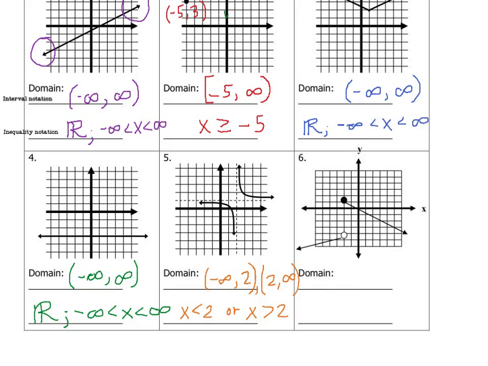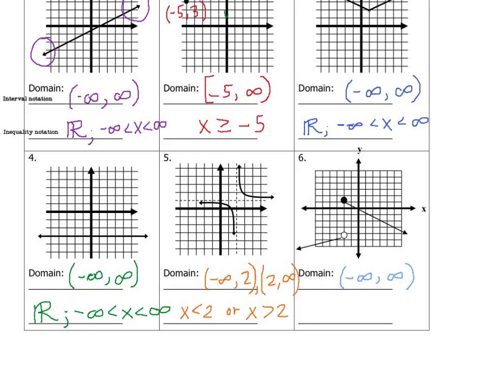But the domain is all real numbers. The domain goes from negative infinity to positive infinity. It seems like there's going to be a break in the action at x equals -2, but it picks right back up at x equals -2, just at a different spot in the range.